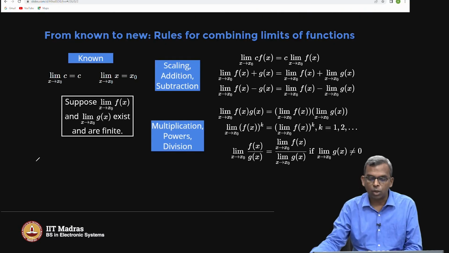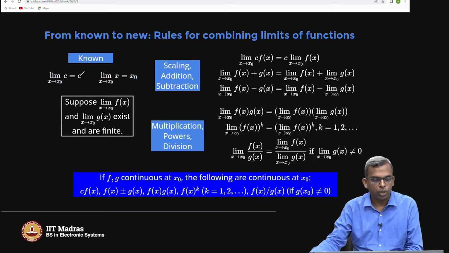Now let's look at what this means for continuity of functions. We know that the constant function and the identity function are continuous. As we do these operations, we observe that if f and g are continuous at x naught, then all these modified, combined versions are also continuous at x naught. These are very easy to see just by these operations. We can see that c times f(x) will be continuous at x naught, because the limit will again go to the same function value.